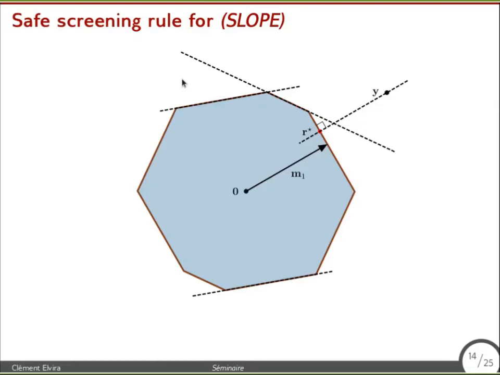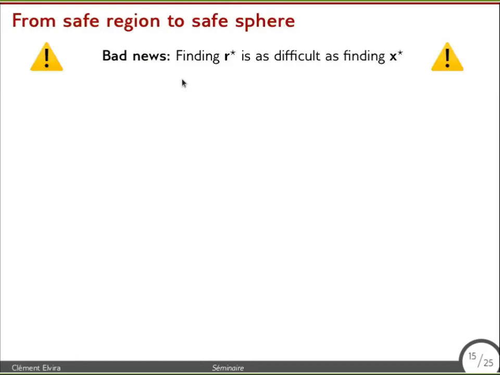And if they do not intersect R star, then my screening rule tells me that I have identified a 0 in the solution. The problem here is that most of the time, if not always, identifying R star, the solution to the dual problem, is as difficult as solving the slope problem. So we cannot use this screening rule as it is. This is why I have called it the ideal screening rule. And the idea will be to perform the test without using R star, obviously.